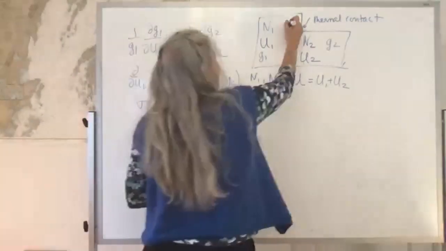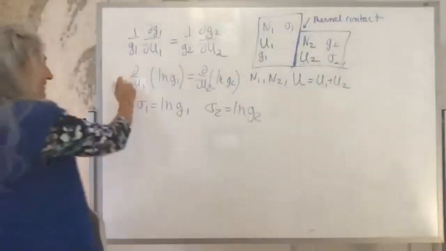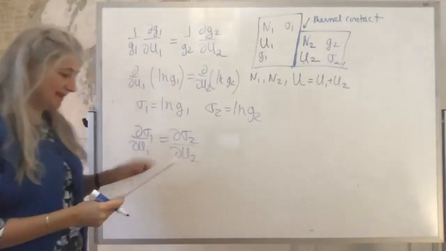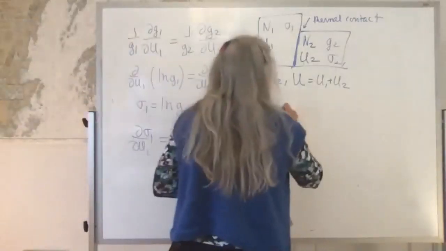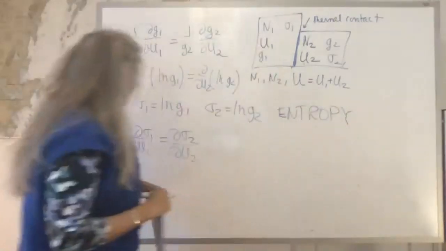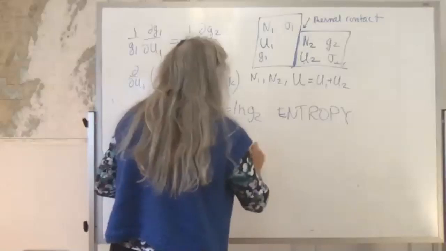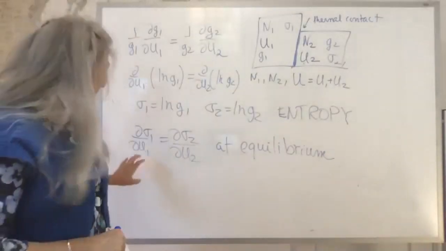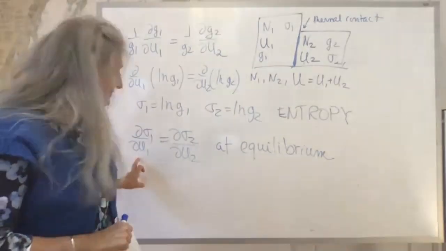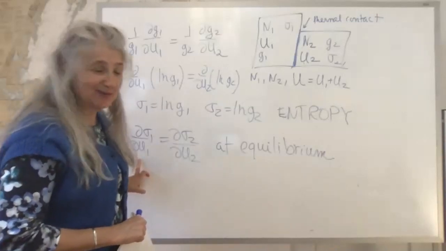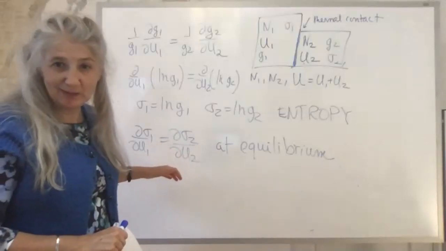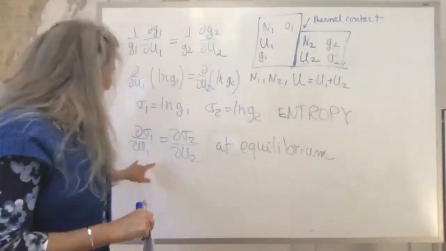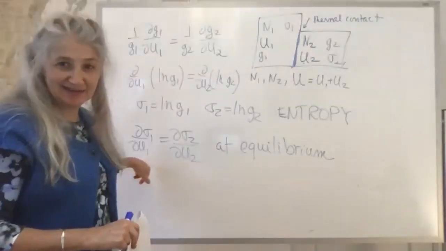So I can add that to my list here. And then this gives me d/dU1 of the entropy of 1 is equal to d/dU2 of the entropy of 2. This happens at equilibrium. And not surprisingly, the derivative of the entropy with respect to energy is going to be our definition of temperature. It's actually 1 over temperature, because when the system is in equilibrium, meaning no more energy is being transferred between the two halves of our system, that's when they have the same temperature.